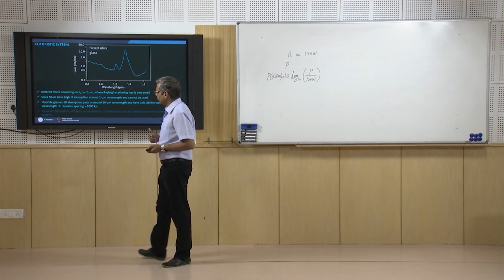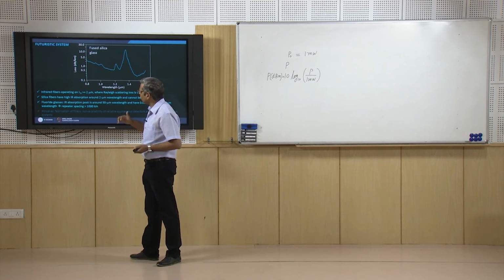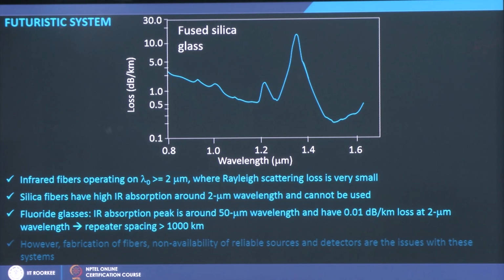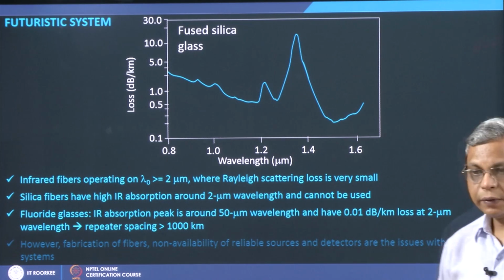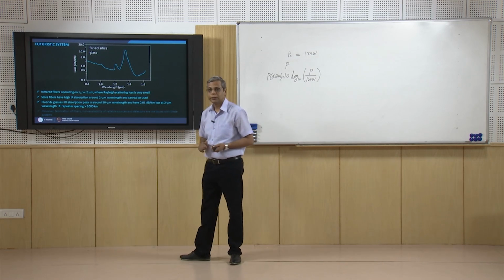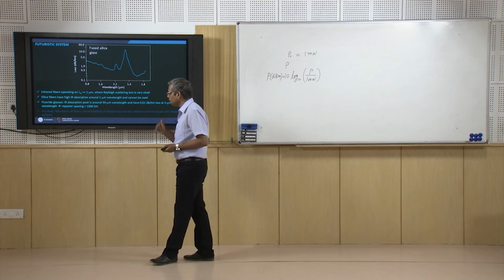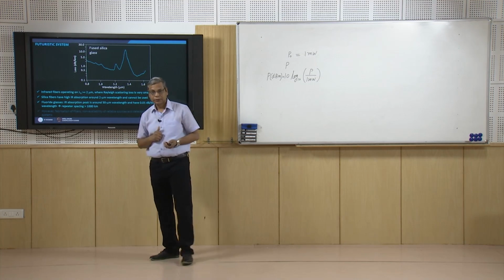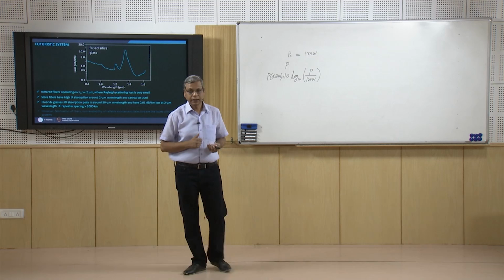One option is fluoride glasses, where the infrared absorption peak is at around 50 micrometer wavelength, and at 2 micron wavelength the infrared absorption loss is 0.01 dB per kilometer. So you see, right now I have a loss of about 0.2 dB per kilometer. I can bring it down to 0.01 dB per kilometer if I use fluoride glasses, which means I can have repeater spacings of more than 1000 kilometers, which is presently around 100 kilometer.